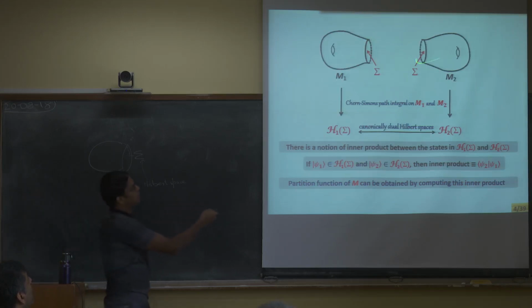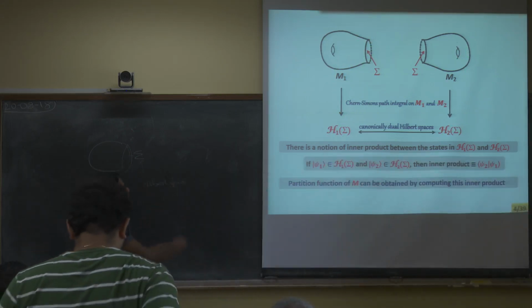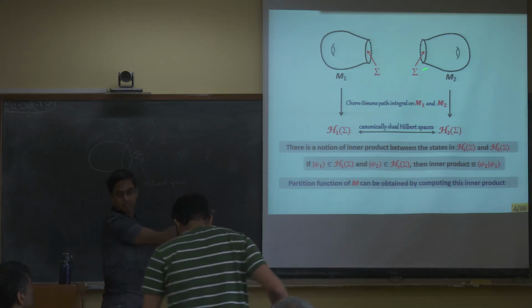So we have two parts. We have broken the manifold into two parts. We do the path integral on these two manifolds. Path integral on this manifold will give some Hilbert space. Path integral on this manifold will give some Hilbert space. Now since we have cut the manifold along this surface sigma, these two manifolds have the same boundary but with opposite orientation.